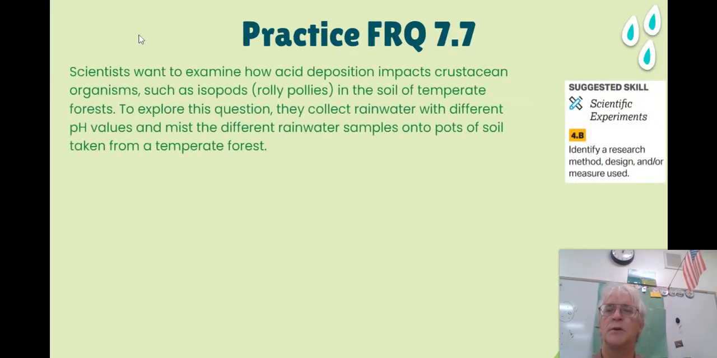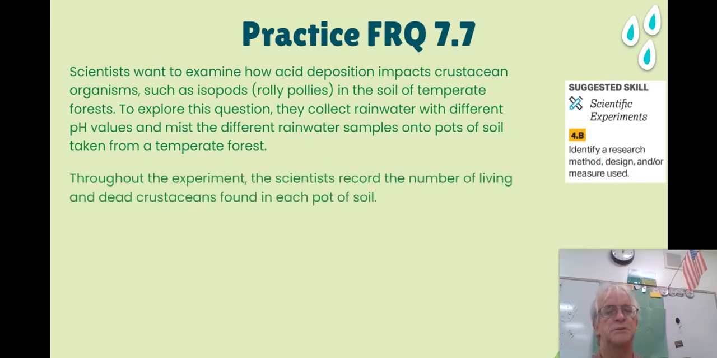So, practice FRQ. Scientists want to examine how acid deposition impacts crustacean organisms, such as isopods, in the soil of a temperate forest. To explore this question, they collect rainwater with different pH values and mist the different rainwater samples onto pots of soil taken from temperate forest. Throughout this experiment, scientists record the number of living and dead crustaceans found in each pot of soil.